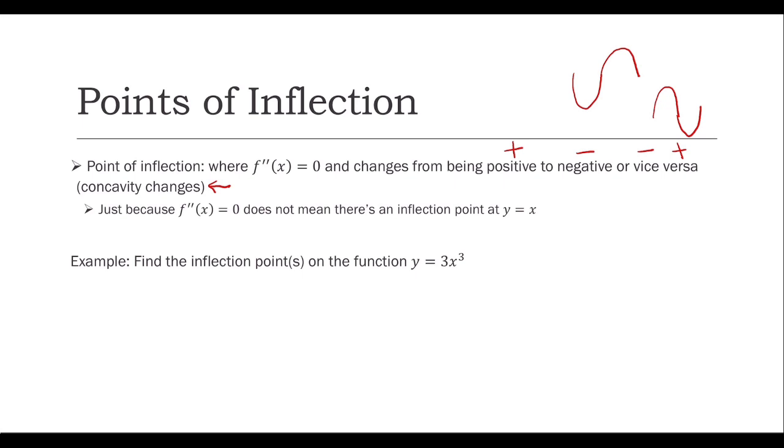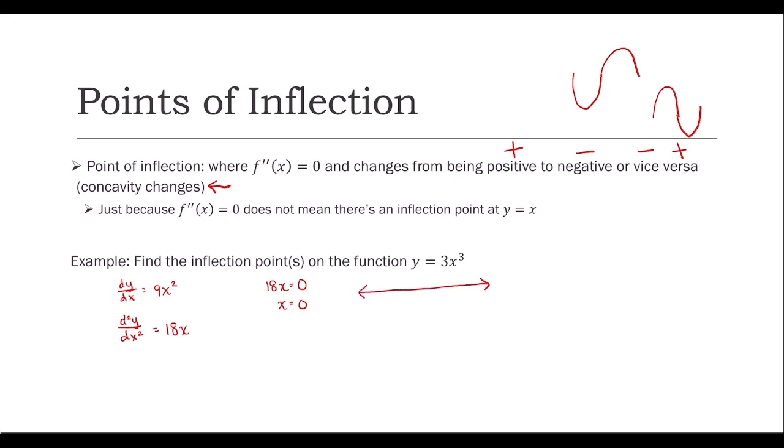For this example, it says find the inflection point or points on the function y equals 3x cubed. So our first derivative, dy/dx, is going to be 3 times 3, which is 9x, and then we lower the degree to squared. Then our d squared y/dx squared, our second derivative, equals the derivative of that. 2 times 9 is 18, and then we have x to the first power. So our second derivative equals 0 if 18x equals 0, so if x equals 0.